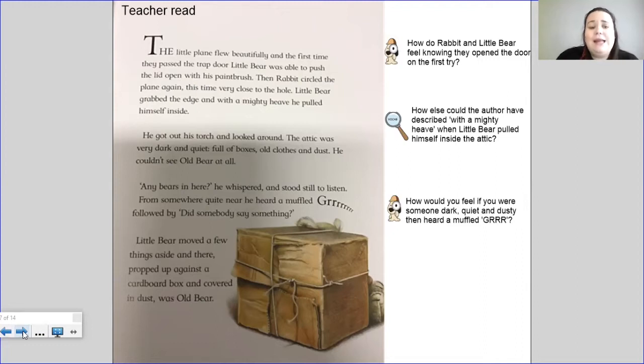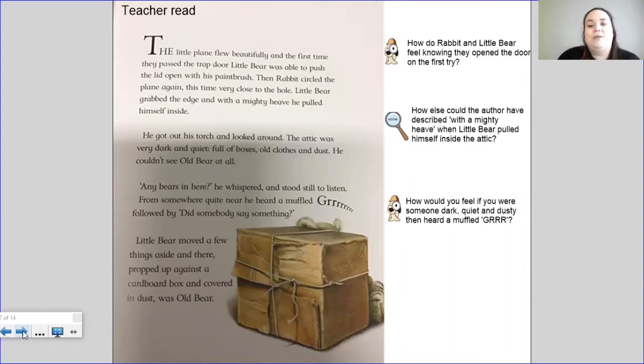"Any bears in here?" he whispered, and stood still to listen. From somewhere quite near, he heard a muffled grrr, followed by, "Did someone say something?" Little Bear moved a few things aside, and there, propped up against a cardboard box and covered in dust, was Old Bear.